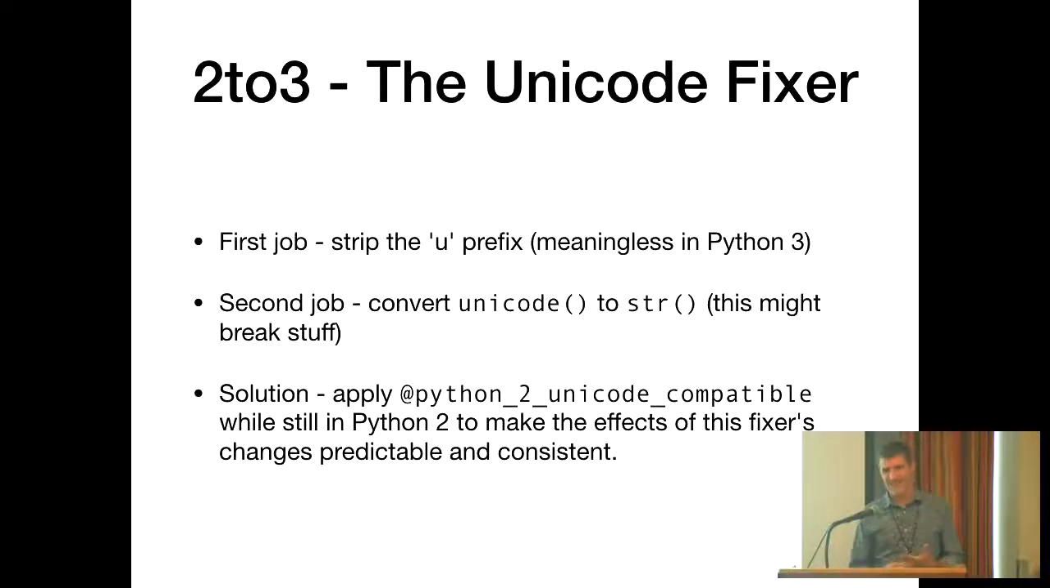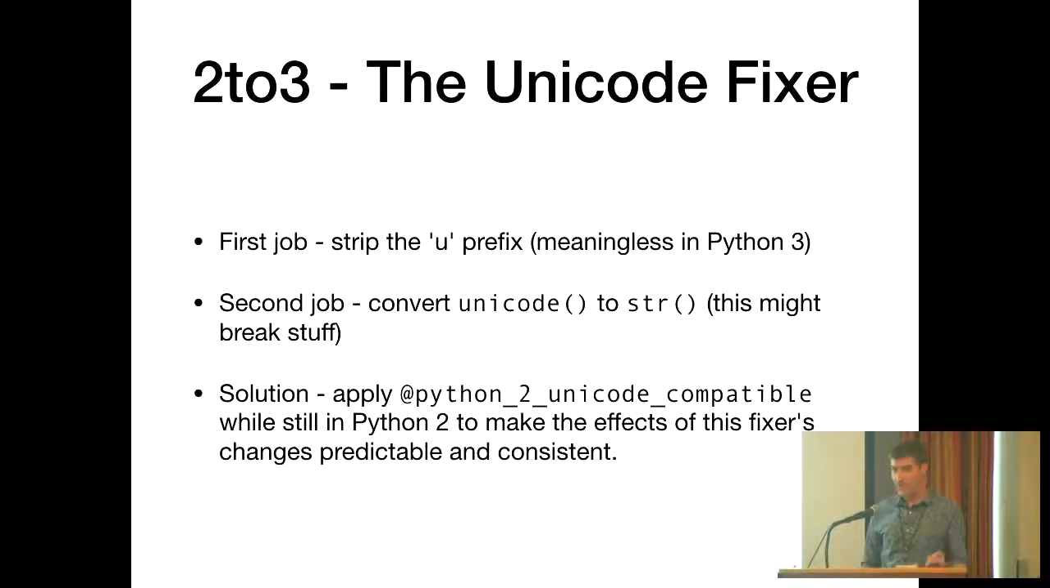It does. One of the things that frustrates me a little bit about it is that it does two jobs, and one is completely benign and the other one is not so much. So the first job it does is it strips that little U prefix off of all your string literals. In Python 3, that U prefix doesn't hurt anything, but it's also just clutter. It doesn't help you out. So this fixer is doing the right thing by getting rid of that for you.